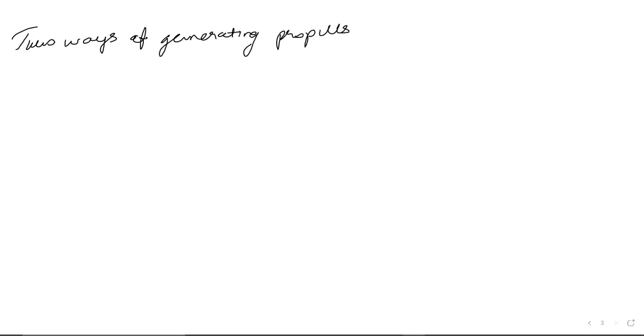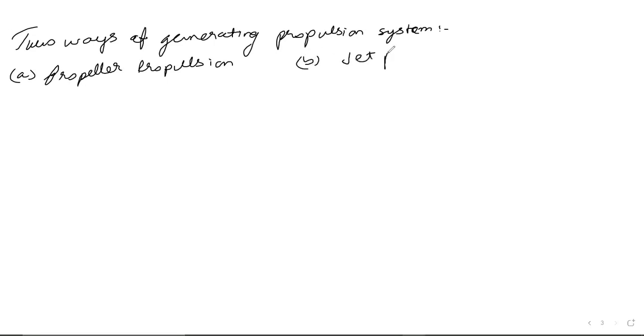So now there are two ways of generating propulsion. The first way is propeller propulsion. The second is jet propulsion.